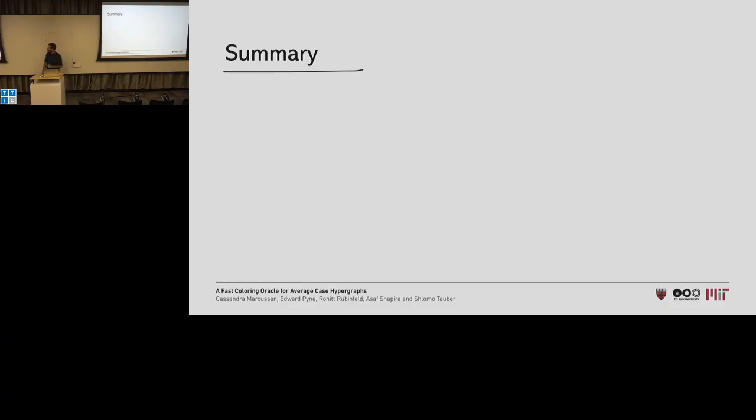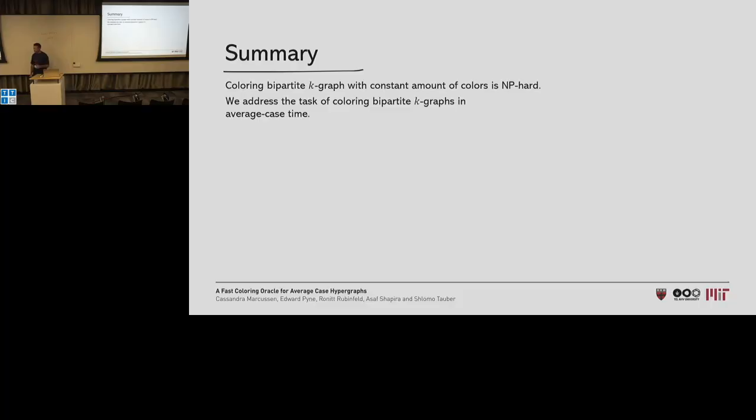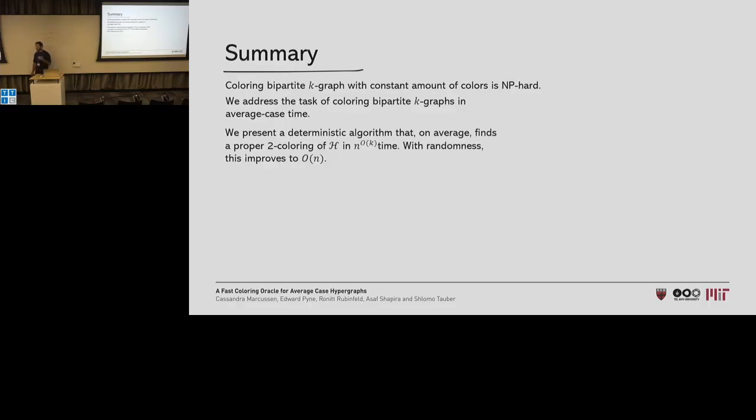Okay, so for summary, coloring bipartite k-uniform hypergraphs with a constant amount of colors isn't hard. We address the task of doing so in the average case. We provided a deterministic algorithm that doesn't use regularity-based techniques, and still remains efficient. And if we allow randomness, we can improve it even more.